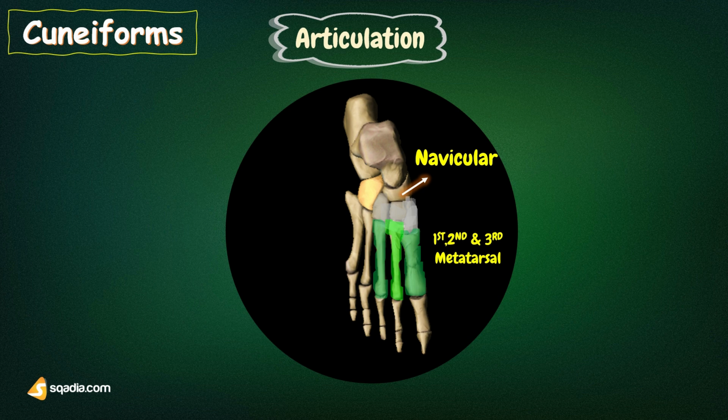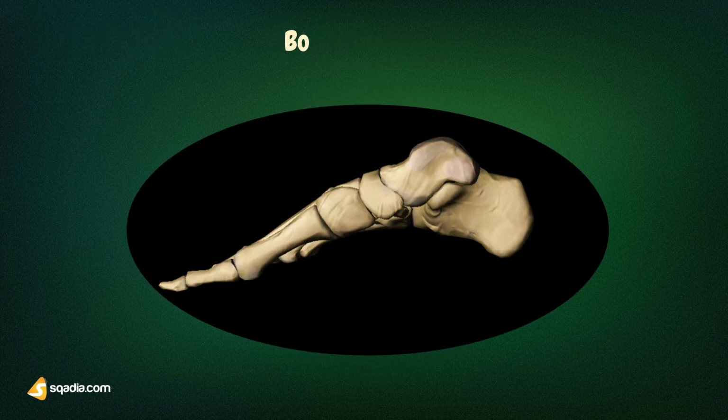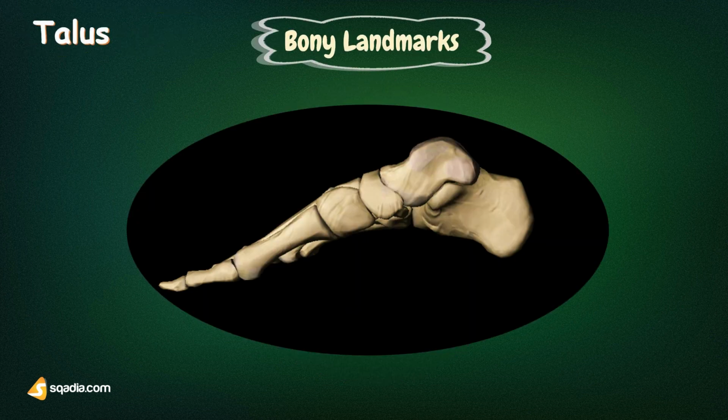Now that you know about the articulation of these bones, let's look at bony landmarks of the bones of the foot. So first, let's begin with the talus bone. This is the talus bone, as you can see here. The talus bone has the head, neck, and the body. This is the head. This is the neck, and this whole part here is the body of the talus.